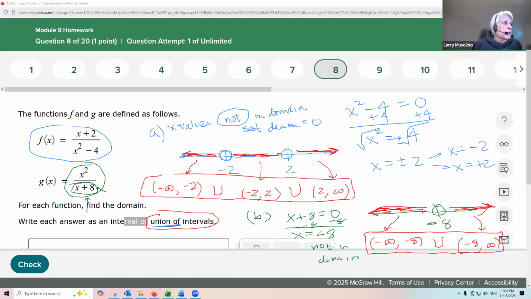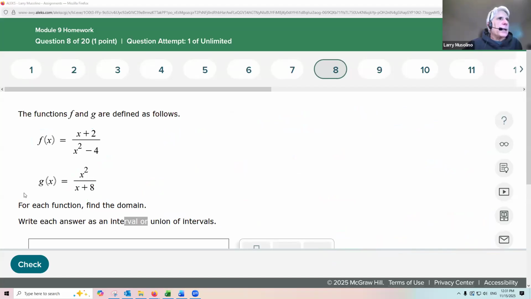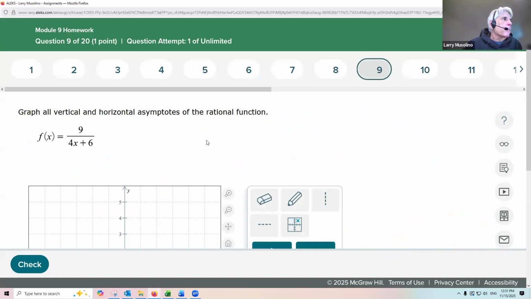All right, so this question was a little different because they asked you to enter your answer in interval notation, but I think it's a very good idea to draw a graph like this because then you can easily draw the interval notation just by visually looking at the graph. All right, let's do a few more. Let's go to number 9.